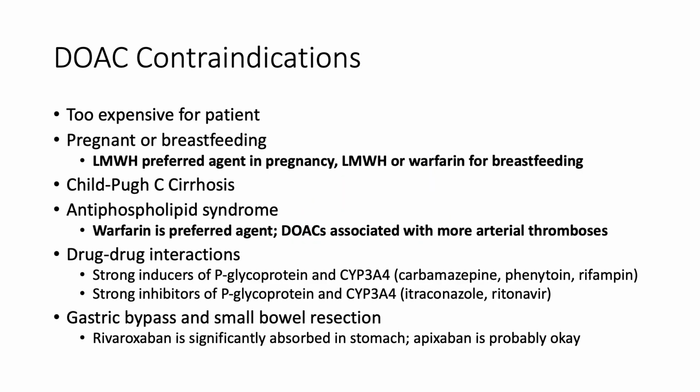Now, if you're prescribing DOACs, you should consider contraindications. Probably the most common contraindication is that it's too expensive for the patient. Hopefully that's going to change in the future as these drugs go generic. If you're pregnant or breastfeeding, low molecular weight heparin is preferred, or you can use warfarin as well in breastfeeding. People with Child-Pugh C cirrhosis, so advanced cirrhosis, should avoid DOACs because they are metabolized in part by the hepatobiliary system, so it could increase their bleeding risk.